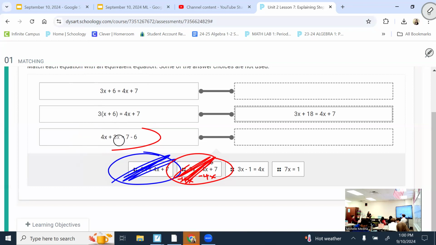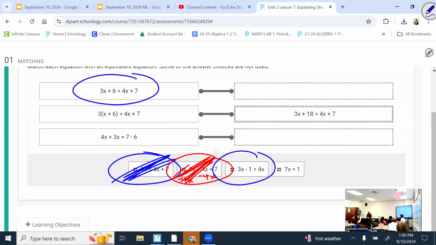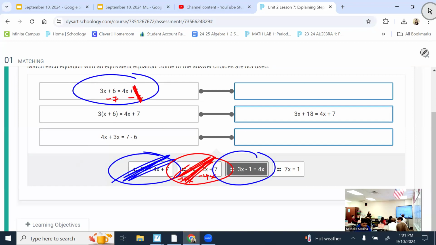The 3x minus 1 equals 4x. What's the difference between this one and the first one? What disappeared on the right side? How would I make this 7 disappear? And whatever you do on one side of the equal sign. So see if when I simplify it, do I get this? Yeah, the 6 minus 7 is -1, and then of course the 7 would be gone. So this one does match that one.